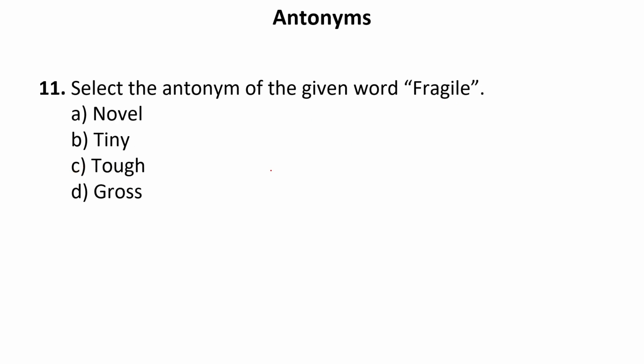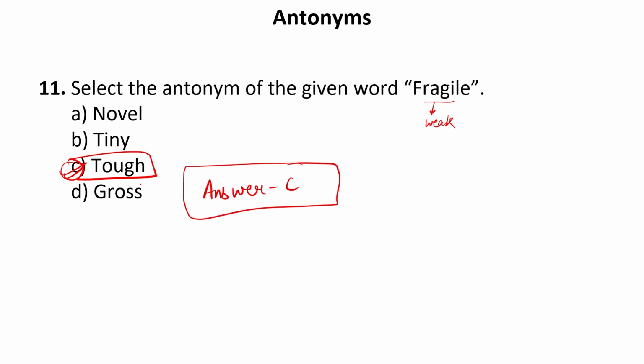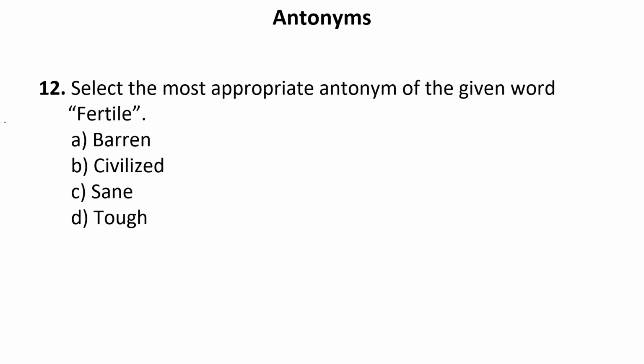Now let us move to the next one. Select the antonym of the given word fragile. Fragile means weak, when something is very weak. So the antonym of this will be tough. So correct answer is C. Gross means when something is actually calculated. Tiny means very small. Novel means novel that we read.